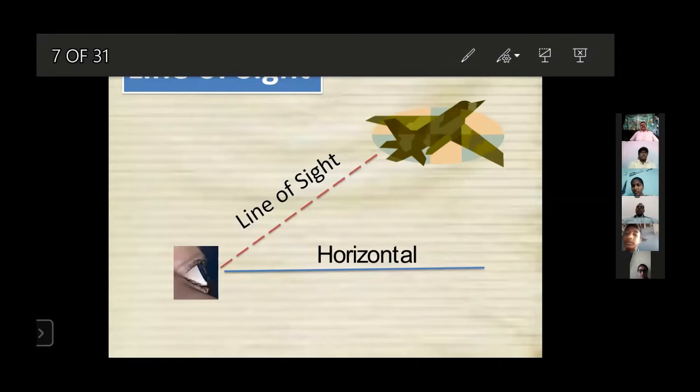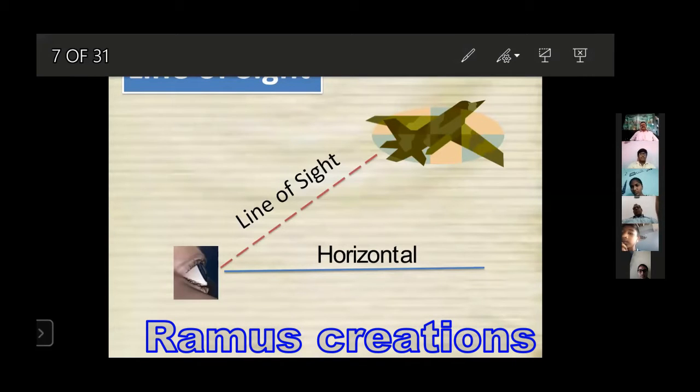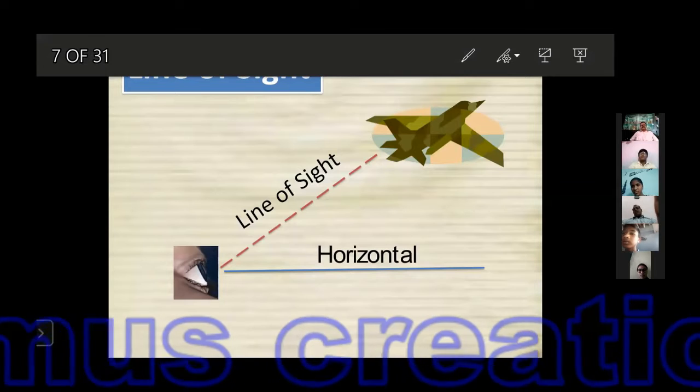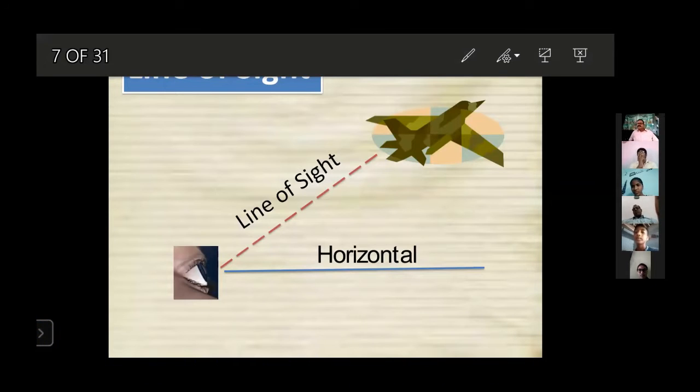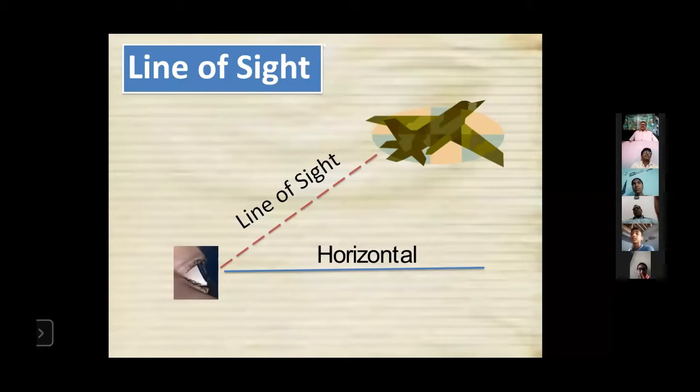Did you get it, friends? Yes, Vedashree, we got it. From here, eye to aeroplane, this dotted line is called line of sight. Here is the plane surface, a horizontal line. Now next, we have two angles which are used in trigonometric ratios, that is angle of elevation and angle of depression. First we go to angle of elevation.